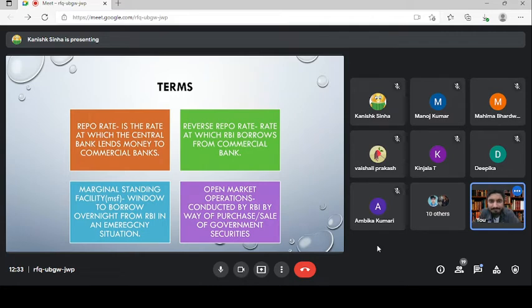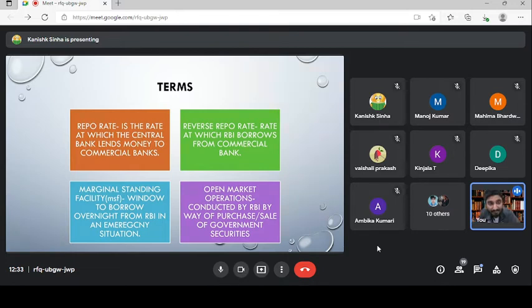Having a lot of gold. Okay, so that is the government security thing. So the operation, that is the sale and the purchase of the government security by the RBI, is the open market operation. What is the motive for this open market operation, guys?